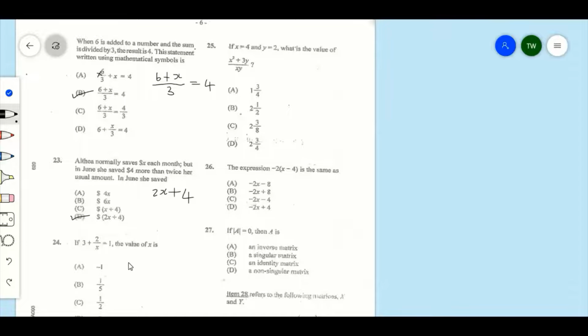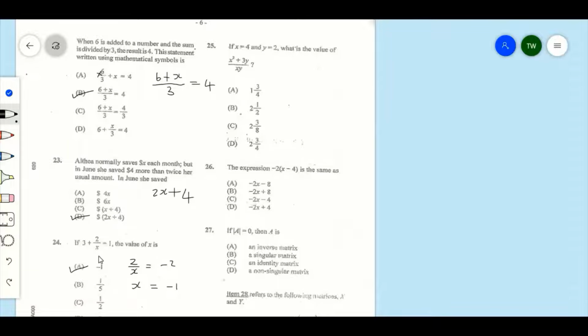Then what we can do is subtract 3 from both sides. If we subtract 3 from both sides, what we're left with on the left hand side is 2 over x, which is equal to 1 minus 3. That's going to leave us with negative 2, right? So clearly you can see that 2 over x equals negative 2. There's only one possible answer, and it's negative 1. So x here is going to equal negative 1, right? So our answer here is going to be B.